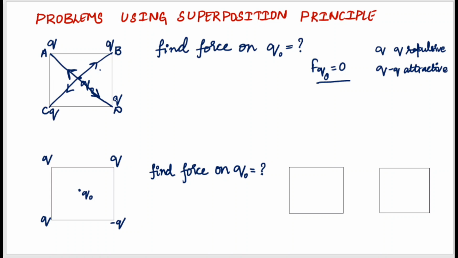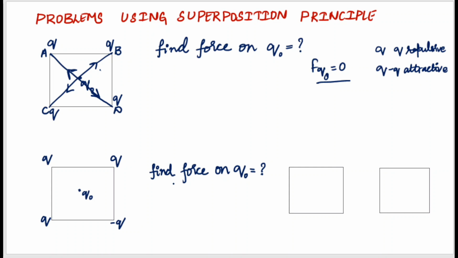And I told you, if the charges are repulsive, the force will also repulse. If the charges are attractive, the force will also attract each other. So from this symmetry I can tell the force on q naught is equal to 0. Now let us move on to the next problem.